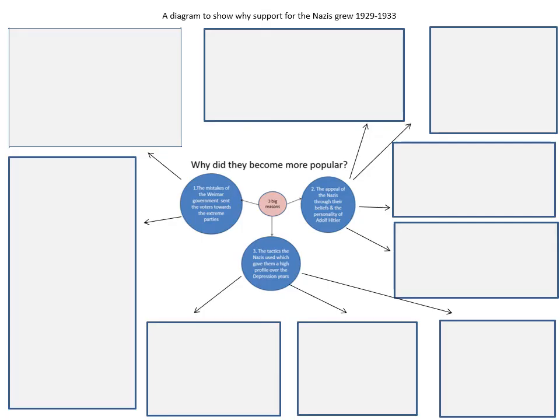So your final task to complete this diagram and show your understanding of the 3 factors that increase support for the Nazis is just to complete the final annotations of the tactics the Nazis used, which gave them a high profile over the Depression years.